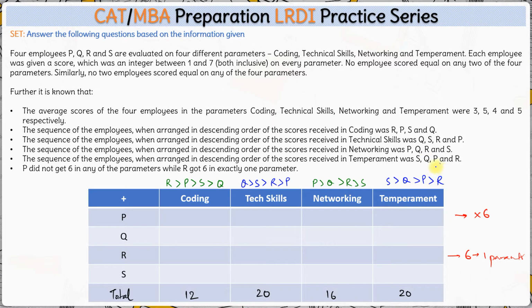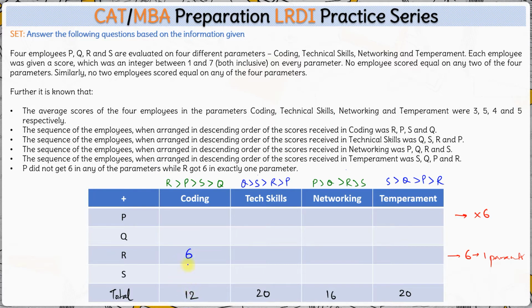If R gets 6 in temperament, S will have to get a minimum of 7, 8, 9, which is not possible. If R gets 6 in networking, P will have to get a minimum of 6, 7, 8. Again, not possible. If R gets 6 in technical skills, Q will have to get 6, 7, 8. Again, not possible. So the only possibility for R to get a 6 is in coding, where R gets the highest rating. So R gets 6 in coding.